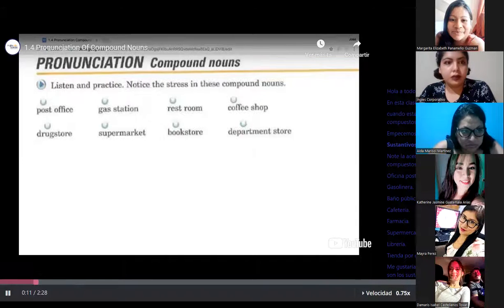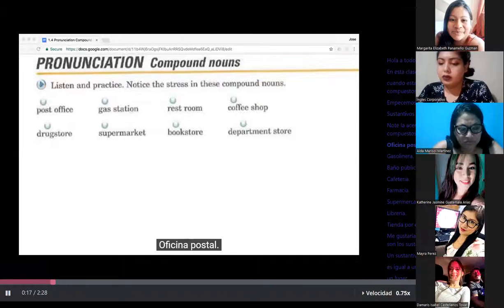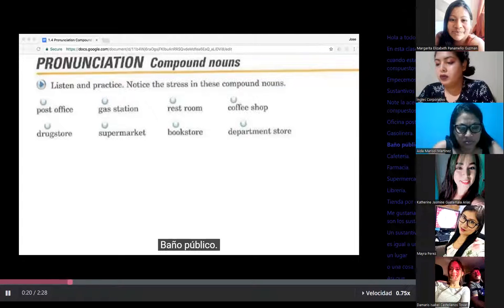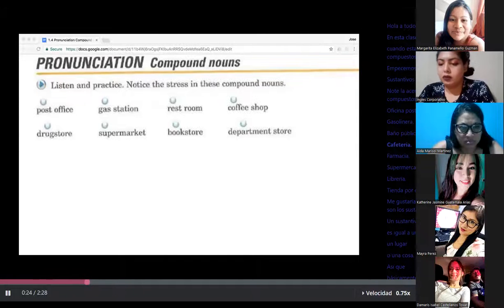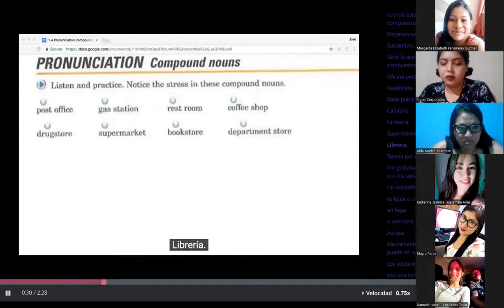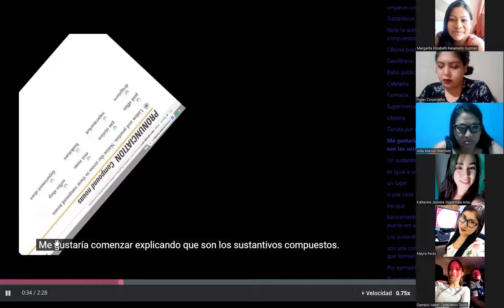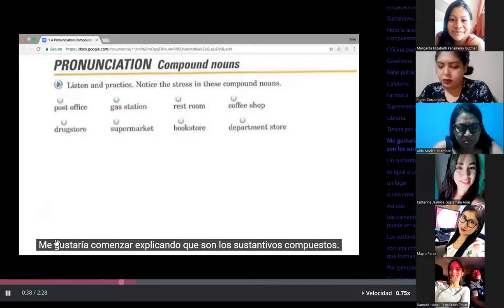Nouns. Notice the stress in these compound nouns. Post office. Gas station. Restroom. Coffee shop. Drugstore. Supermarket. Bookstore. Department store. I would like to start off by explaining what compound nouns are.